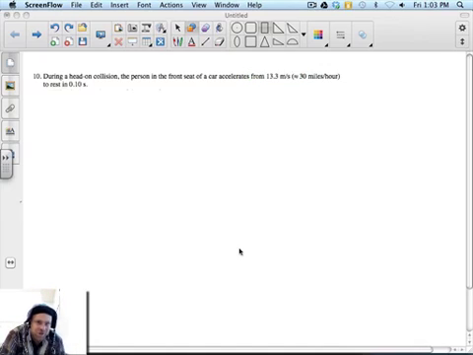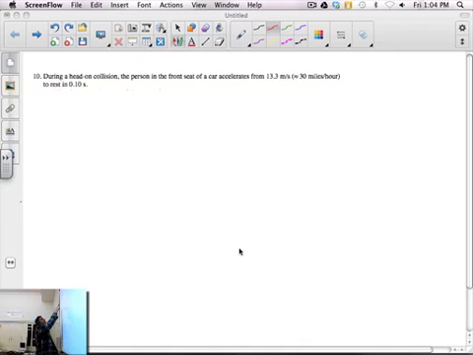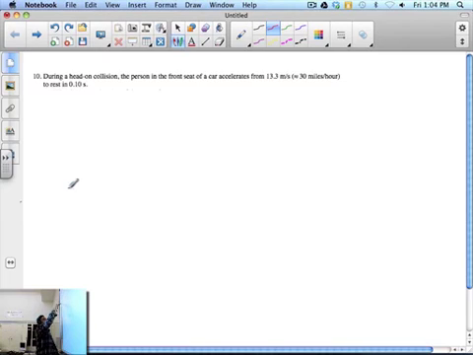Hello, I just wanted to show you some of the things you can solve using Newton's second law. We have a situation here where during a head-on collision, a person in the front seat of a car accelerates from 13.3 meters per second to rest. Okay, so let's see, that means that they're actually slowing down, all right?